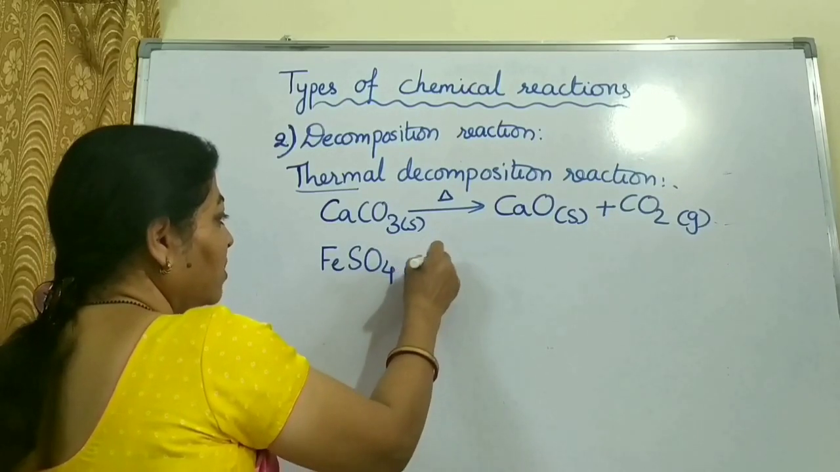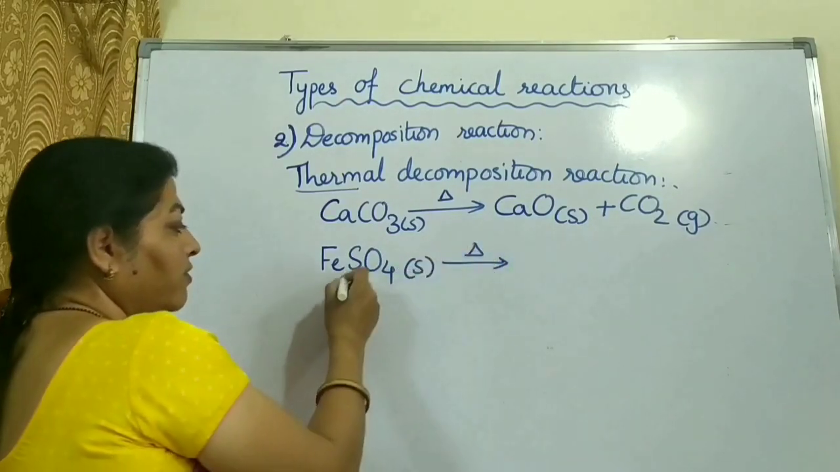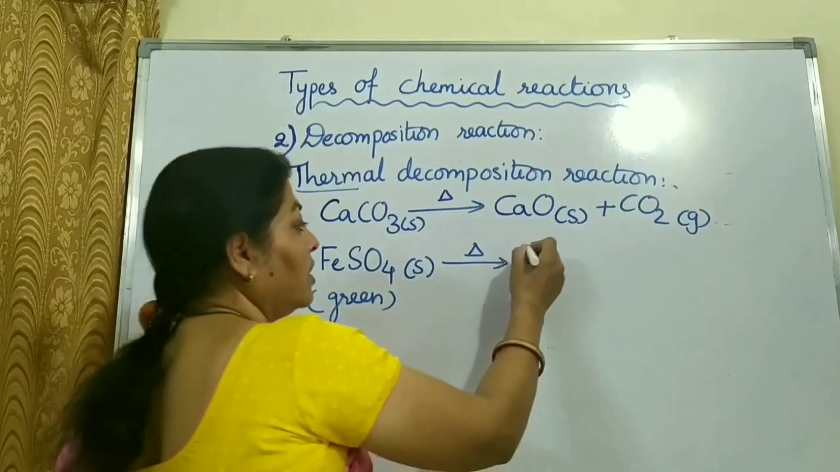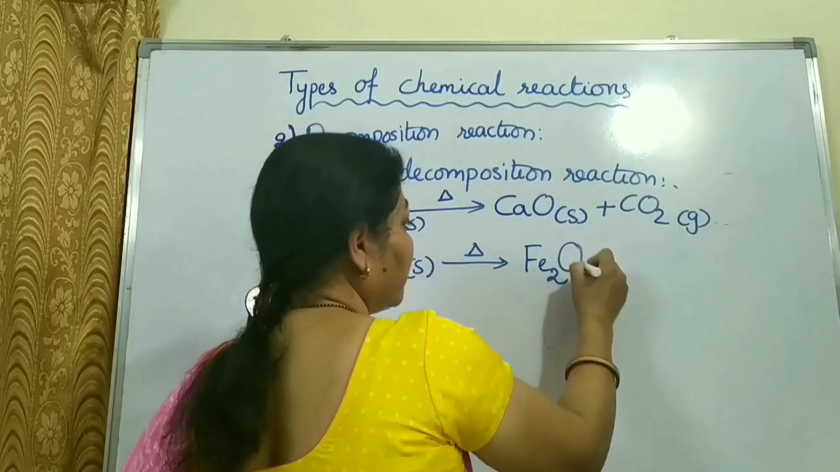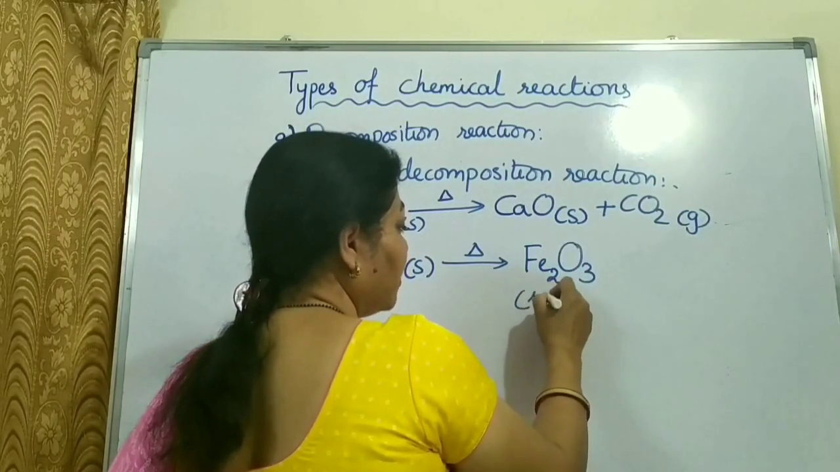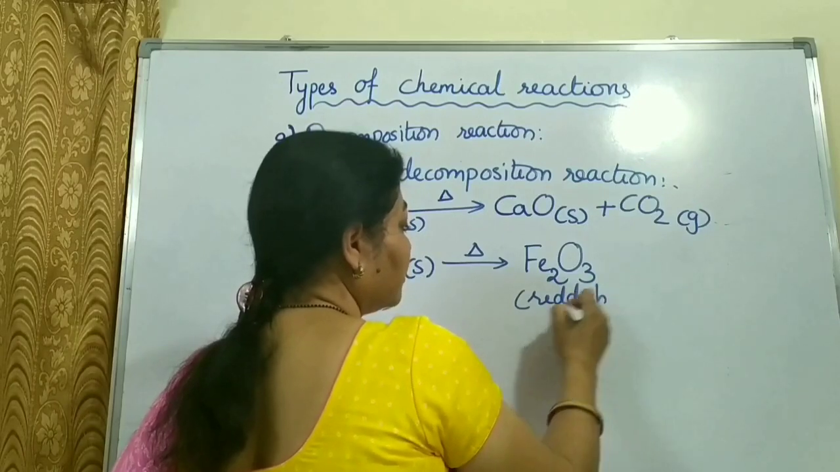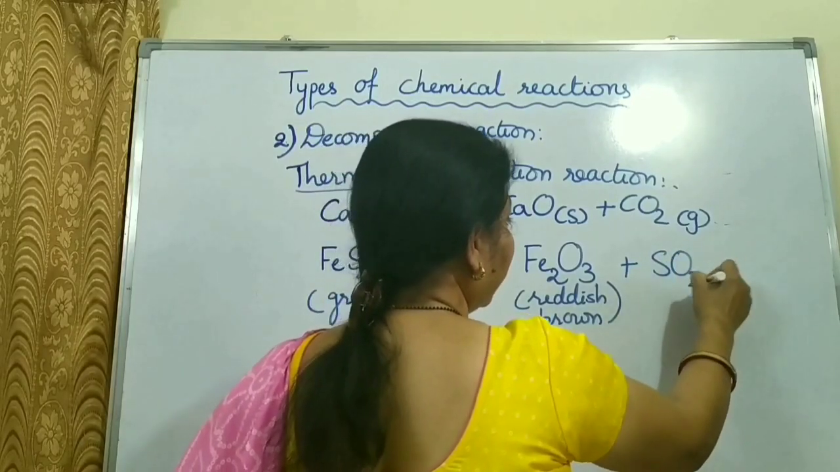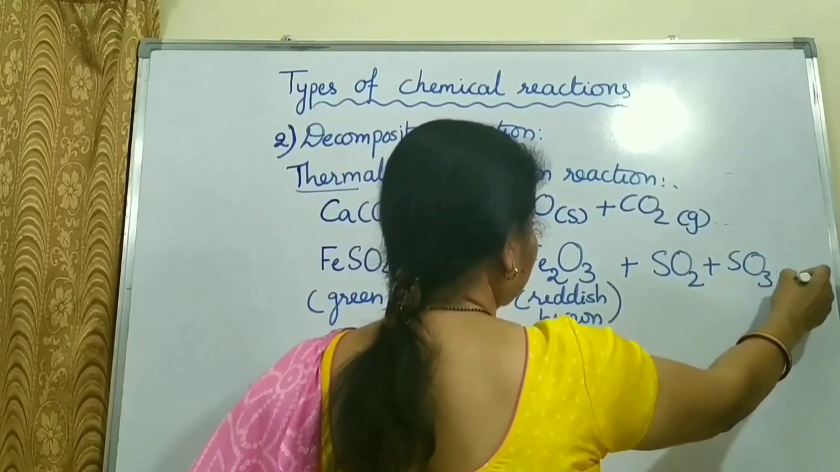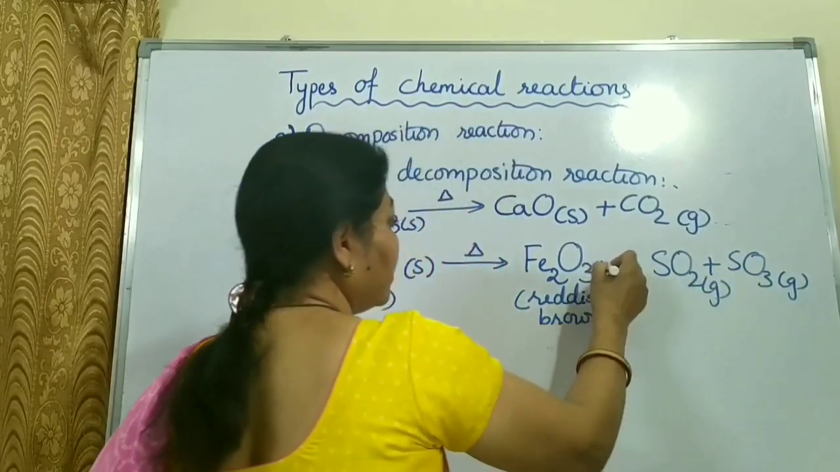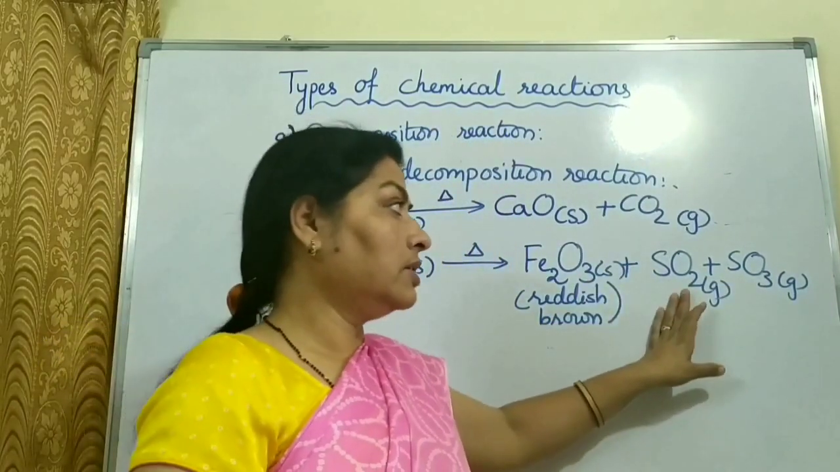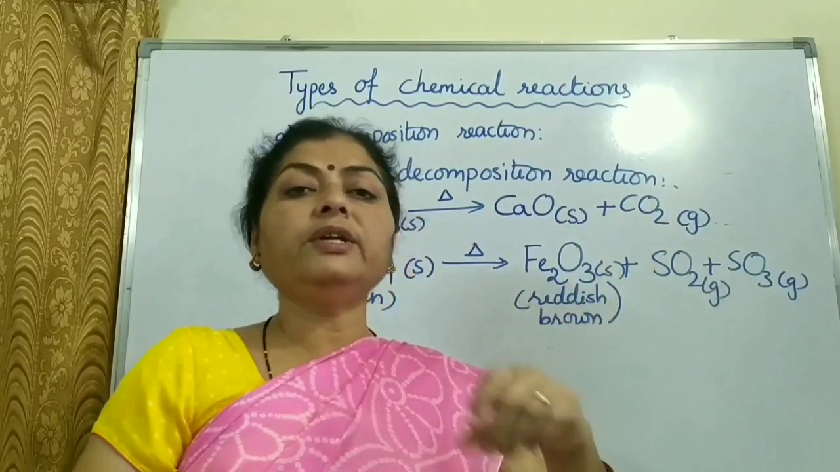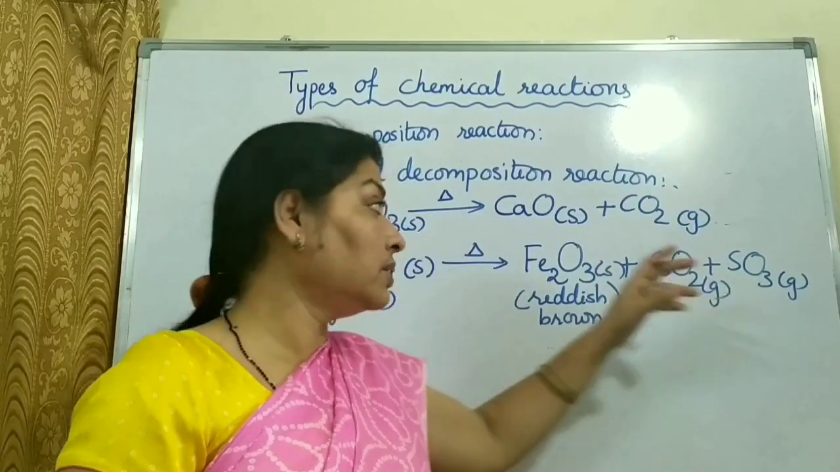Another example is heating of ferrous sulfate crystals. Ferrous sulfate crystals are green in color, pale green in color, and on heating you will get ferric oxide. This is reddish brown in color, and you will get sulfur dioxide and sulfur trioxide gases. Sulfur dioxide and sulfur trioxide gases, they are acidic in nature. So if we take a moist blue litmus paper near the mouth of the test tube, they will turn the blue litmus paper to red because they are acidic in nature.